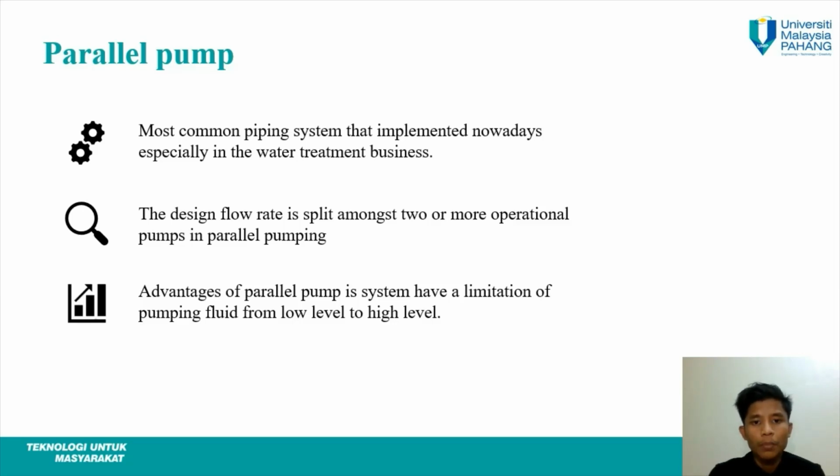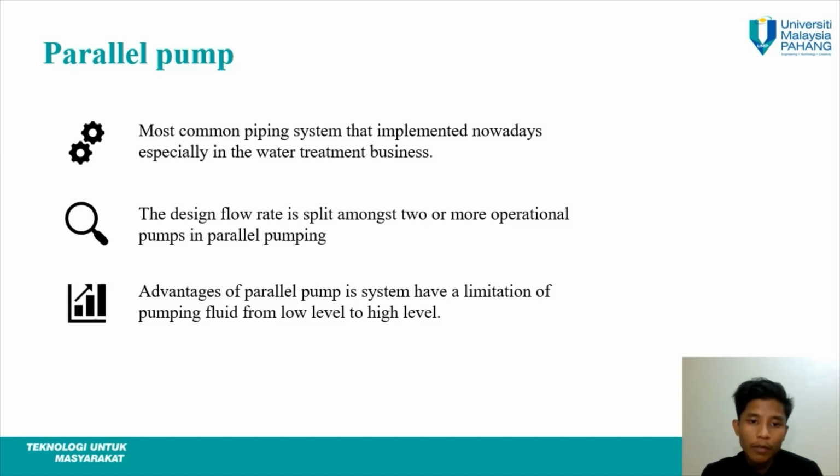The parallel pump is the most common piping system implemented nowadays, especially in the water treatment business. This parallel pump is designed so that the flow rate is split amongst two or more pumps in parallel pumping. Let's say we have two pumps, the load will split into 50% for pump 1 and 50% for pump 2. And if we have more than two pumps, the load will split equally for each pump.